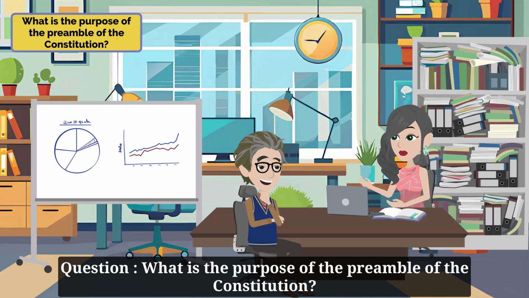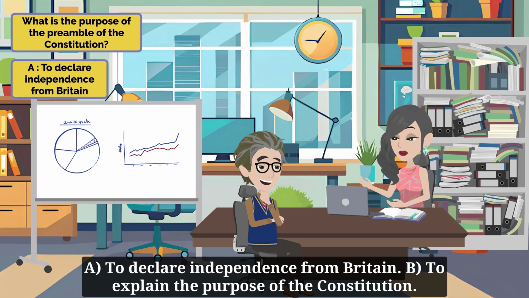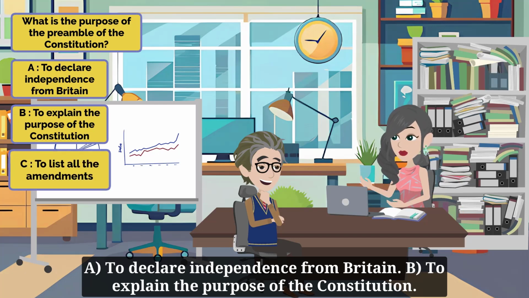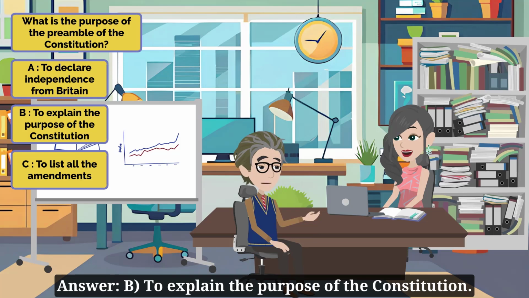Question: what is the purpose of the preamble of the Constitution? A. To declare independence from Britain. B. To explain the purpose of the Constitution. C. To list all the amendments. Answer: B. To explain the purpose of the Constitution.